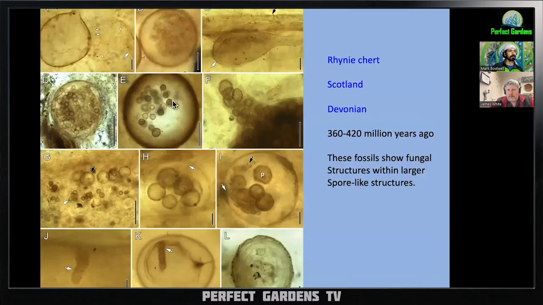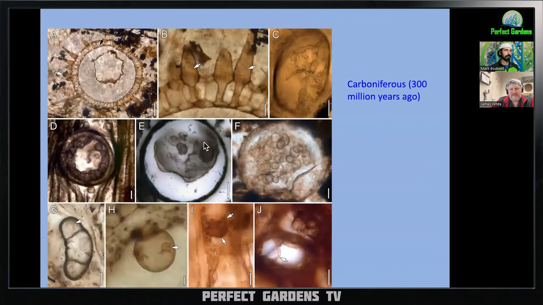This just shows more. This is from the Rhynie chert. This is almost 400 million years old, but you can see this is a fungus now, where you have another fungus inside it. So this is a fungus parasitizing a fungus. So this is pretty old. You have this theme over and over again.